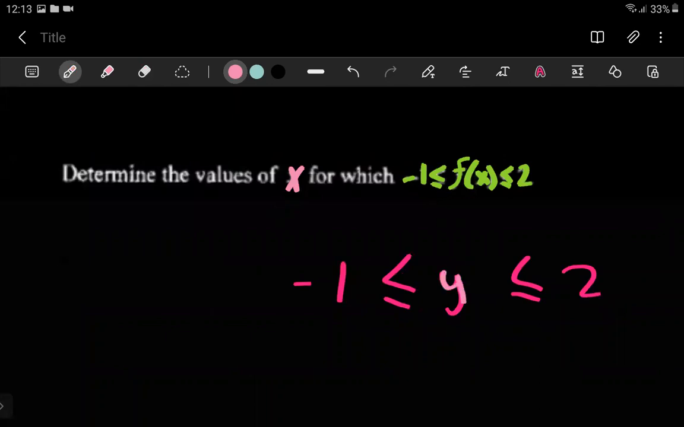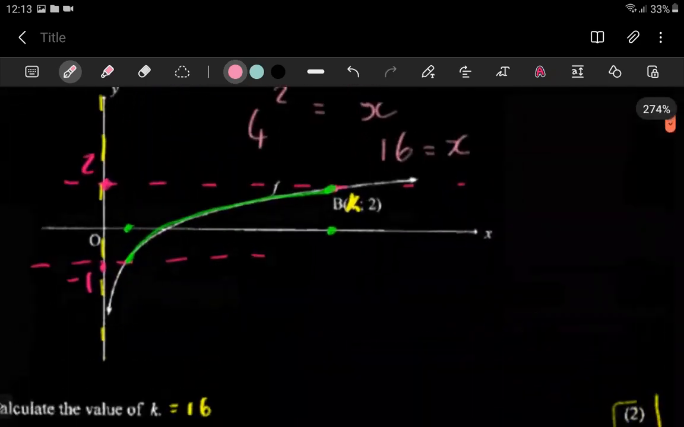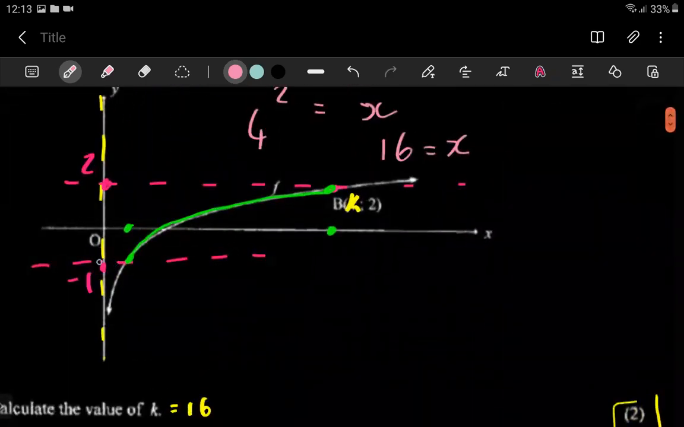The y values are between -1 and 2. So what we did was we first said, okay, where would -1 be? Somewhere down there. Where is +2? Somewhere up there. So we want to see, okay, when the graph is between this space, we highlight here in green. You see.